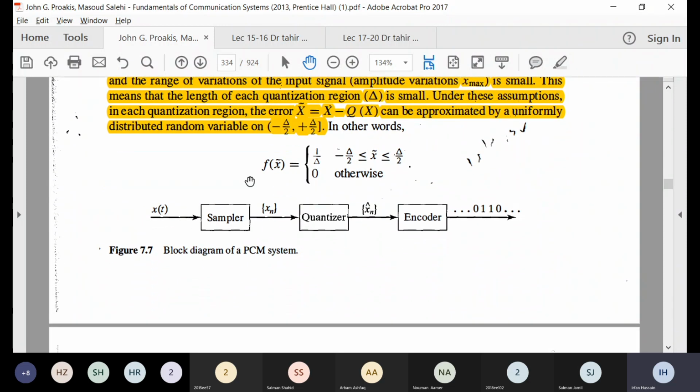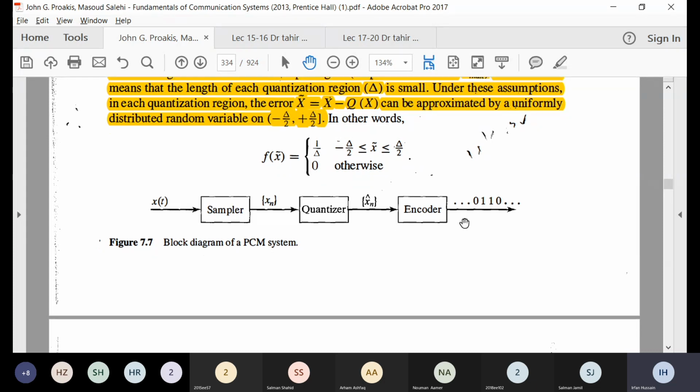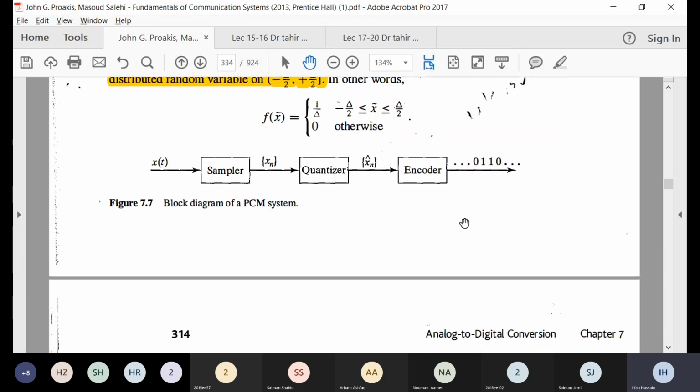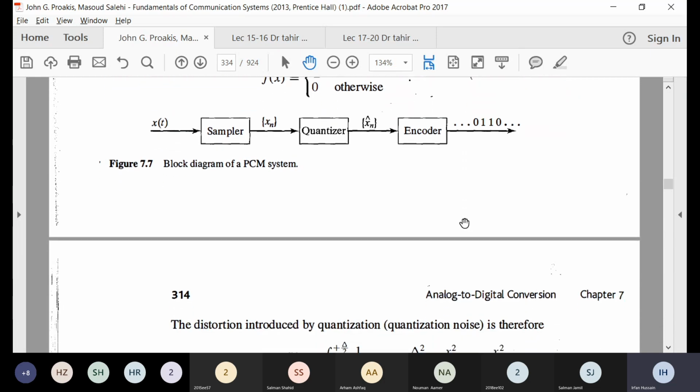This is the PCM sampler, then the quantizer, which will be giving x hat, and the error will be x of n minus x hat. The encoder, for every x hat, will just give us some 0s and 1s.